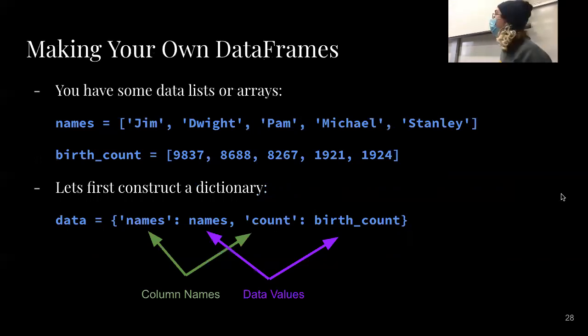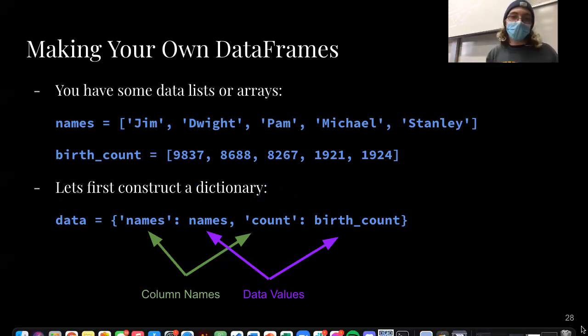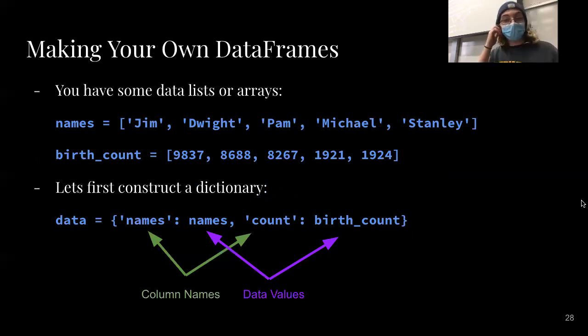So let's go ahead and get into how we make our own. To make your own data frame, let's say you have a list of names and the number of births corresponding to that name in a given year. For example, I have the names of people from The Office. The name Jim has 9,837 children born in some year with that name. Dwight with 8,688, and then so on with the rest of the names. So every name has a corresponding number associated with it. That's basically all we need to know.